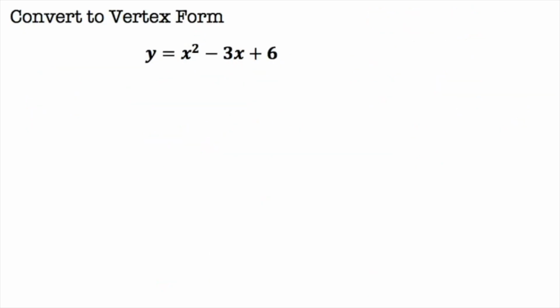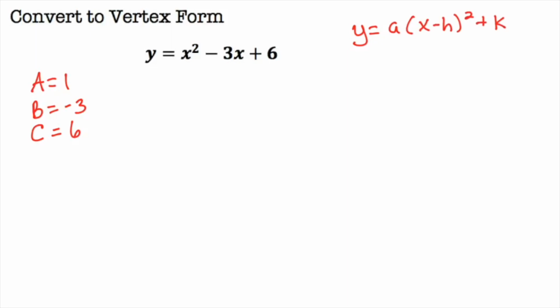All right, next one, we have to do our a, b, and c. So we have a equals 1, b equals negative 3, and c equals 6. And remember, our vertex form is y equals a(x minus h)squared plus k. And our vertex formula is x equals negative b over 2a. So we take the opposite of b, which is 3, and 2 times a, which is 2 times 1, and that turns into 3 over 2. So that is our x.